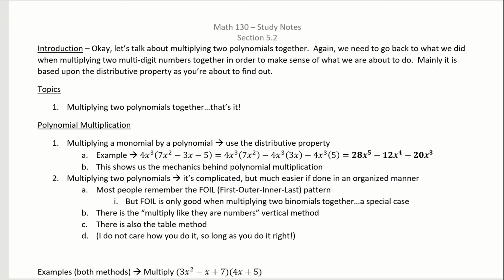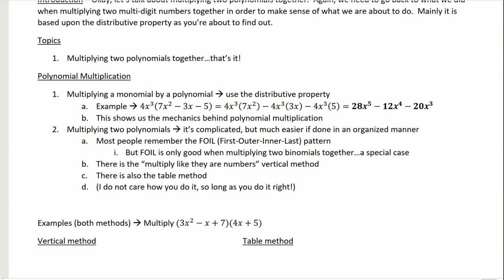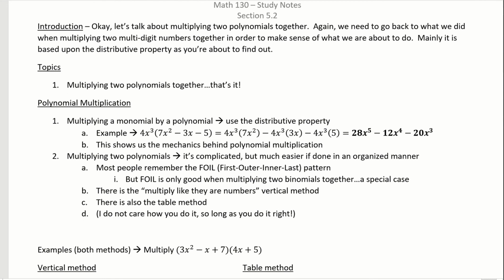And both are meant to keep it as simple as possible, because when you're multiplying polynomials together, there's a lot of stuff moving around, just like when you're multiplying two numbers together. There's a lot to the process. Okay, anyway, the topic this time is multiplying the two together. That's it.